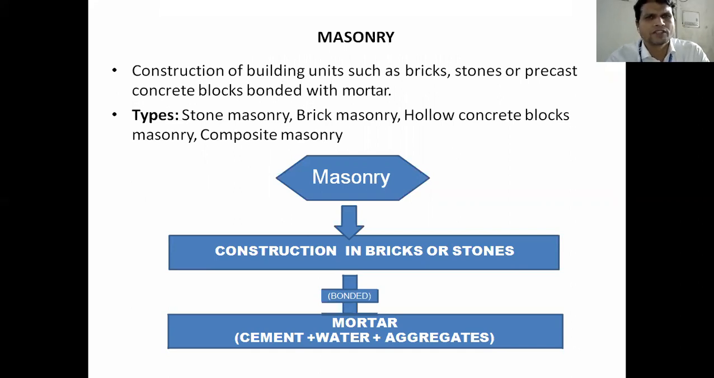Then the types of masonry. Masonry mainly has two types: stone masonry and brick masonry. But nowadays, with the advancement of new types of materials, hollow concrete blocks are also used in masonry, and composite masonry is also there. In composite masonry, we use two types of materials, like bricks and stones both.